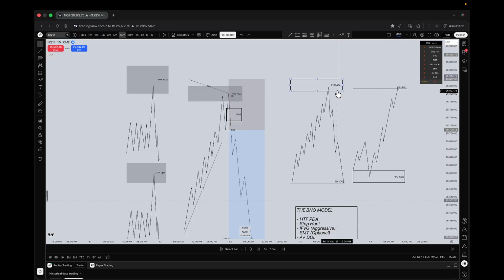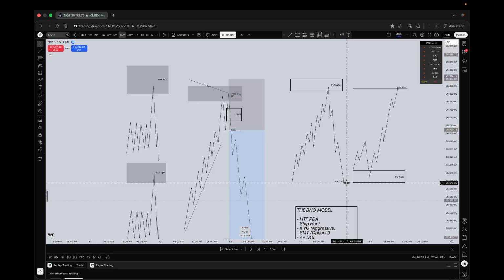Typically, you don't want to target another fair value gap. Like, say you tap into a fair value gap, you don't want to be targeting, say, an unmitigated 15 minute. That would not be that great. Instead, you would rather target external range liquidity, because we know the market moves from internal to external and external to internal.